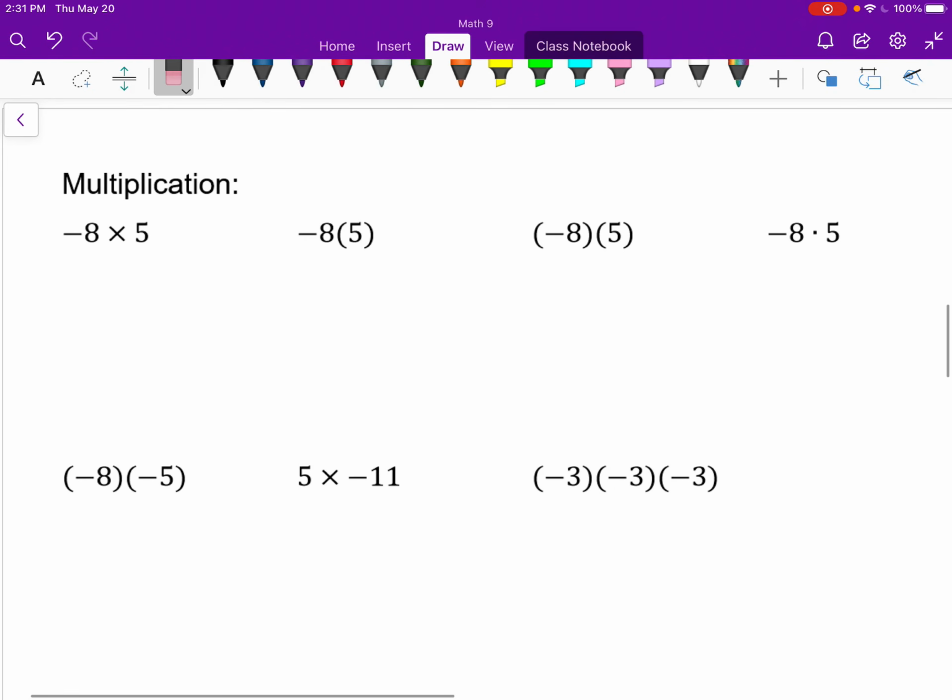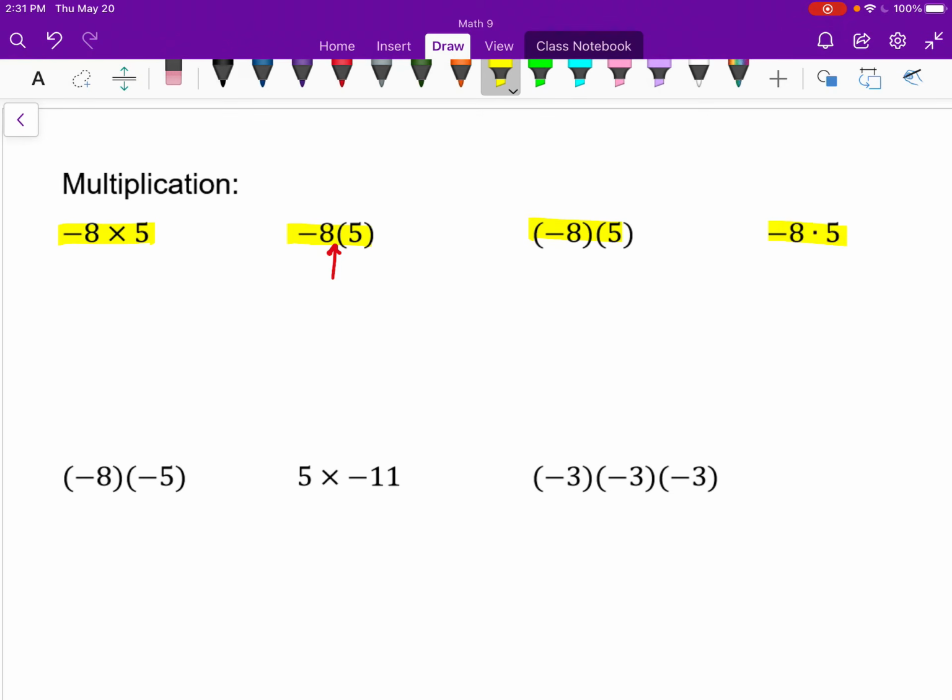Multiplication. Well, first of all, these four statements you see at the top, in the top row, they're all equivalent. Negative 8 times 5, like that, means the same thing as this. This also means negative 8 times 5. And in general, anytime you don't see an operation between a number and something else, it always means multiplication, always. And so this also means negative 8 times 5.